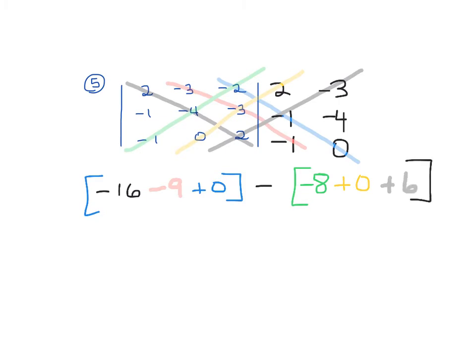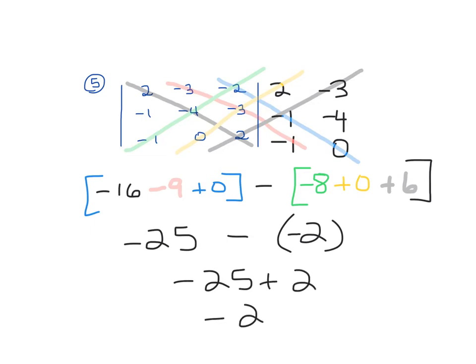I'm going to add my terms in the first bracket. I get -25 minus -8 plus 0 plus 6 is -2. Keep flip change. So -25 plus 2 is -23. Now I'm going to walk you through the steps of keying this into your calculator.